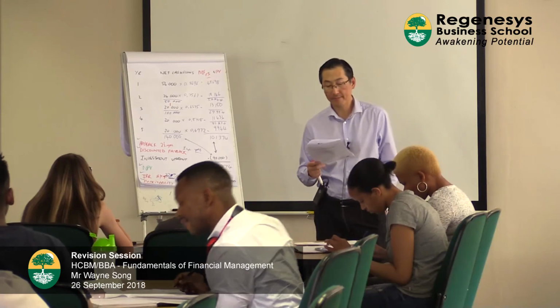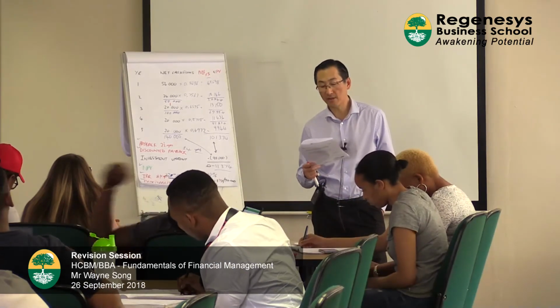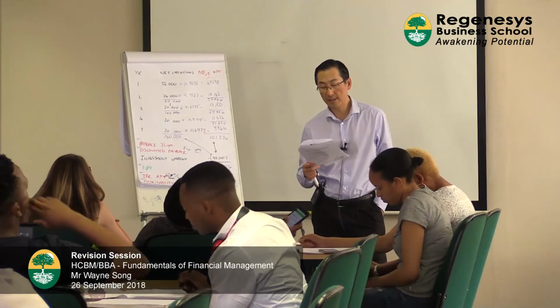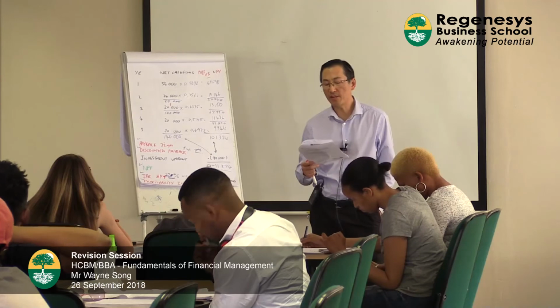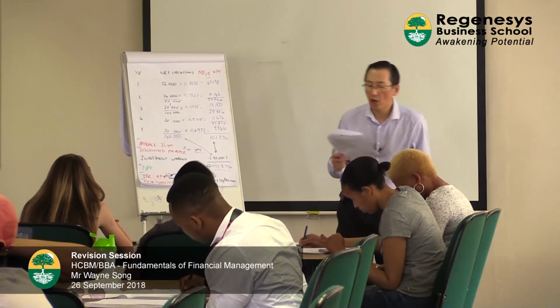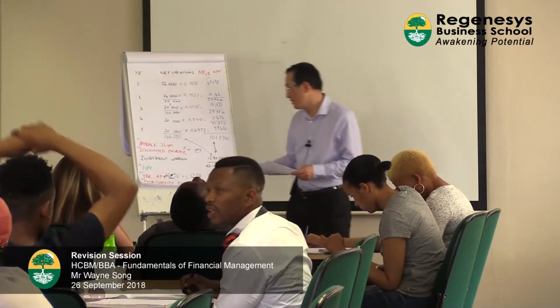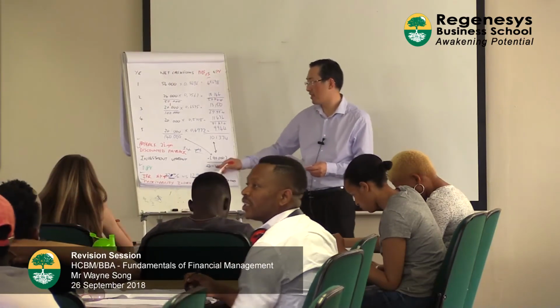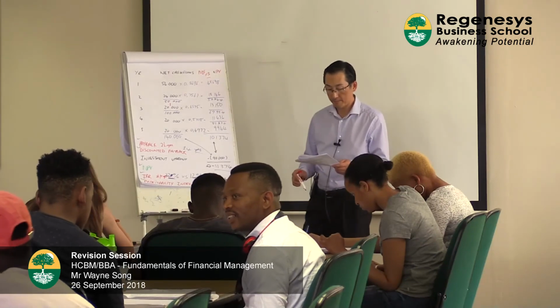All right, 3.3, similar question to the HCBM, asking for an NPV and an RR calculation. And then you need to do a little bit of research on what the NPV means in terms of its outcome and what RR means in terms of its outcome. Okay?